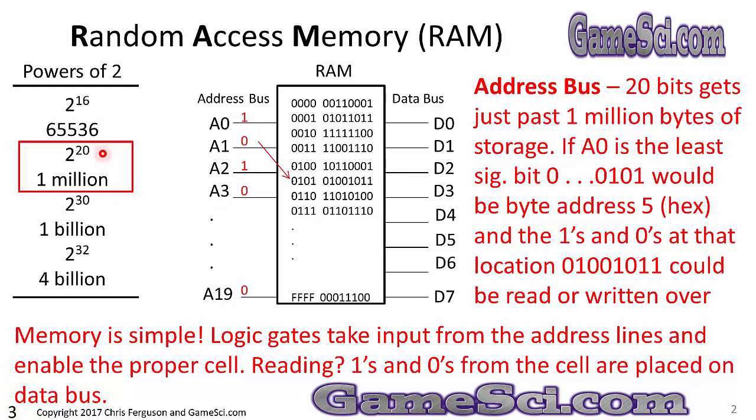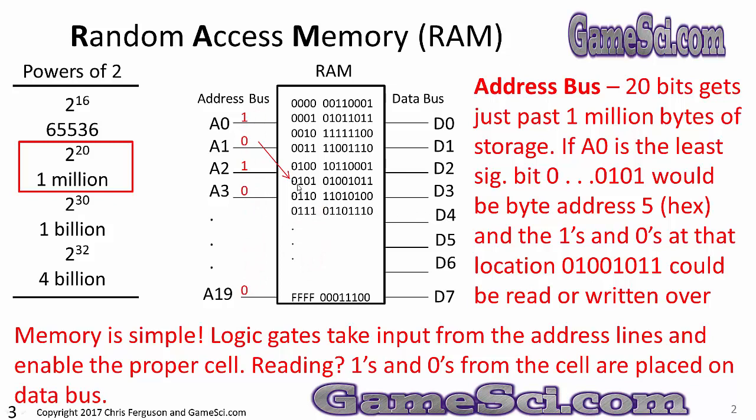2 to the 20th power is 1 million. 20 address bits, A sub 0 through A sub 19, would allow me to access a million bytes of RAM. Now, I don't have room to show you a million bytes of RAM, but if I have 20 address bits, I can go up to a million bytes of RAM.